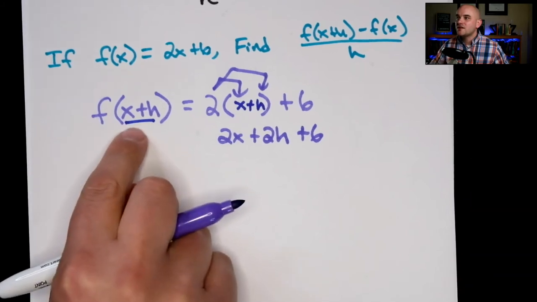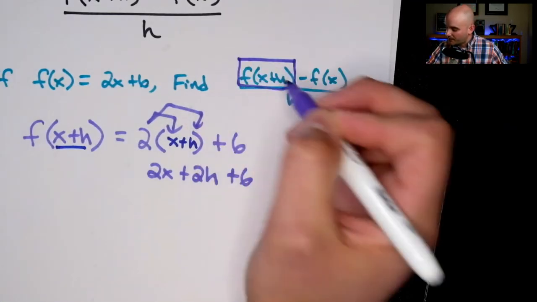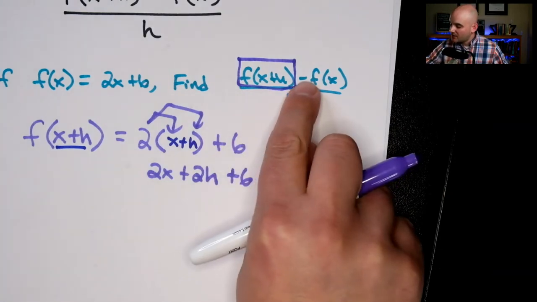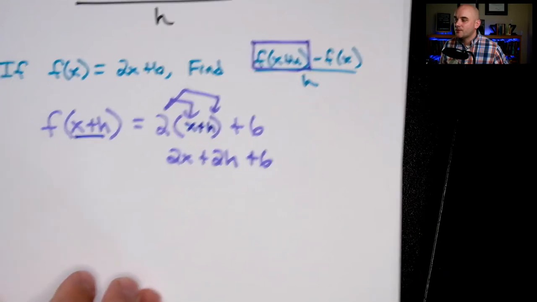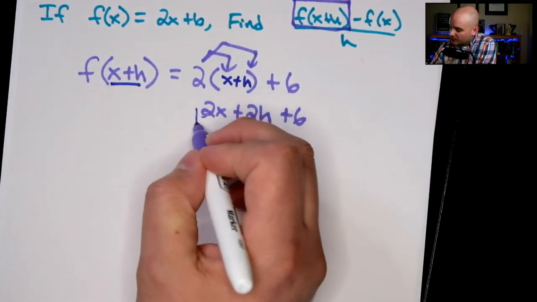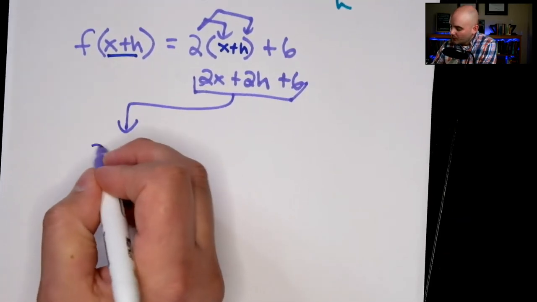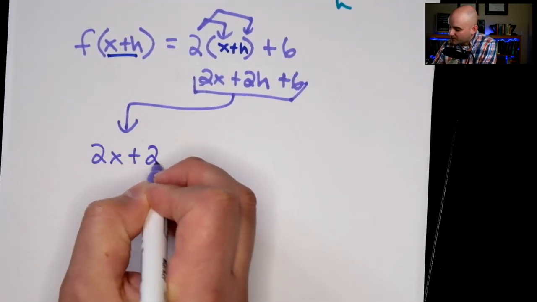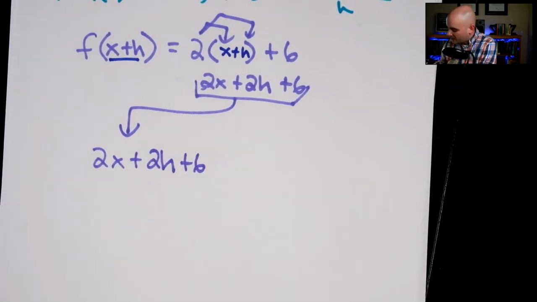So that's just one part. That is this part of the fraction right here. The rest of it is subtracting the f of x and then dividing by h. So I have the f of x plus h. I'm going to rewrite it just so we have room right here. We've got 2x plus 2h plus 6. And then I'm going to subtract from that.